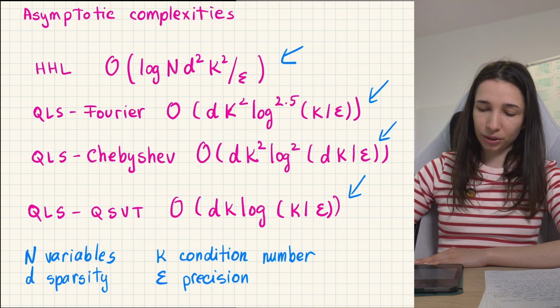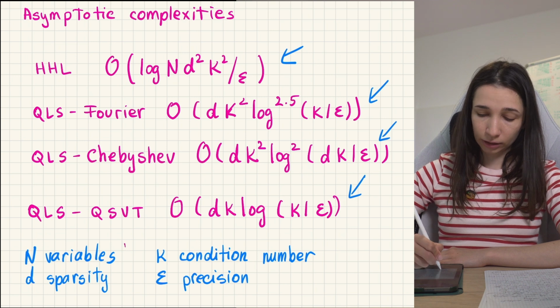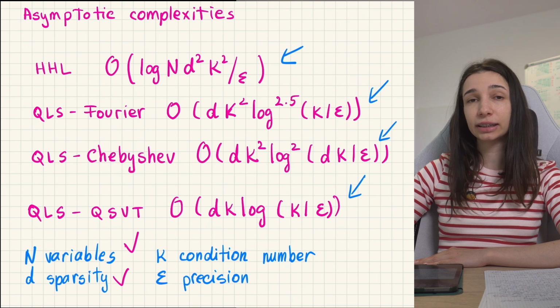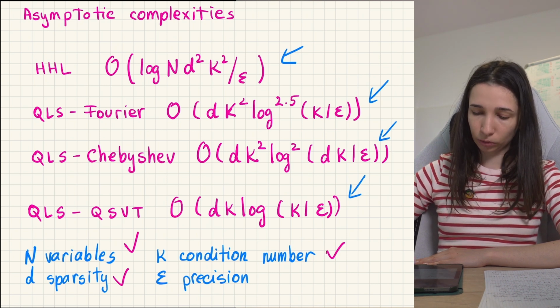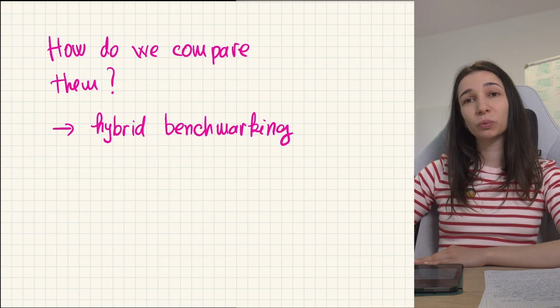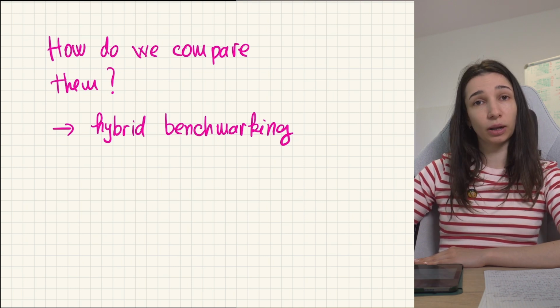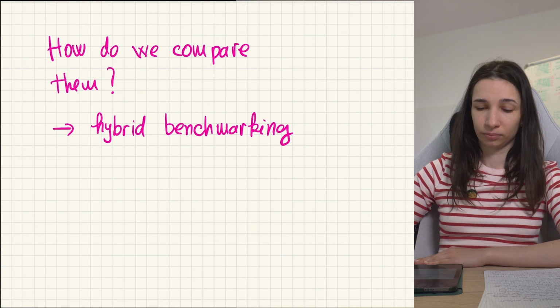The parameters that appear in all of these methods are the number of variables n, the sparsity d, where the sparsity is the maximum number of non-zero entries in every row or column. Kappa is the condition number and epsilon is the precision. The question is, how do we compare them and why can we compare them? We compare them using a technique called hybrid benchmarking that I'm going to elaborate a bit later in my talk. And the reason why we can compare them is because they share similar assumptions.